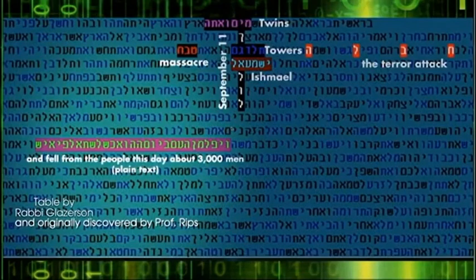This is about the Twin Towers. It says at the top of the page, Twin Towers Massacre, September 11th, the terror attack. And then right beneath all of that cluster of codes, highlighted, it says, and fell from the people this day about 3,000 men. And if I remember right, it was like 2,997 people died that day, and that's what the scripture said 3,300 years ago. So that's an incredible table.